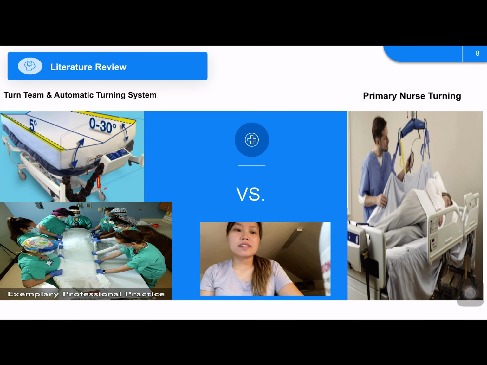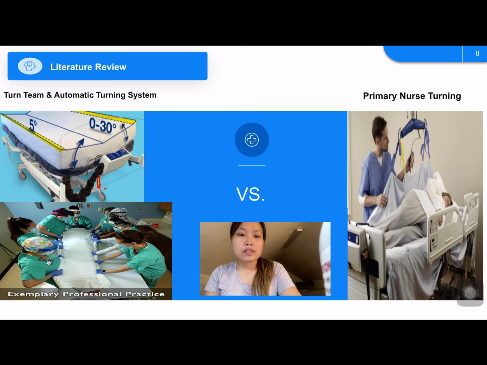Okay, here is the literature review for the proposal. On the screen that you see, I want to compare what happens if we just use the primary nurse for turning patients, or if we use the turn team or the automatic turning system on the left side.